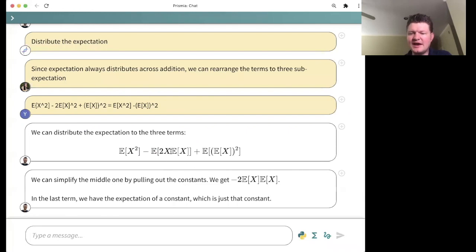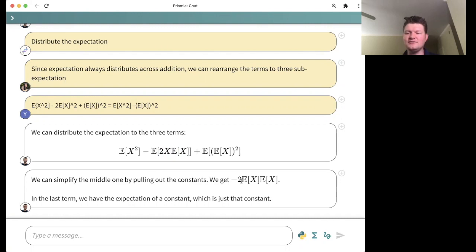So the mean of x is a number. You assess x holistically. What does it do on the whole probability space? Work out the probability weighted average of its values, and that's a number. So that does not depend on little omega. So we can just pull that out. Same thing with 2. 2 does not depend on little omega. We can pull that out.